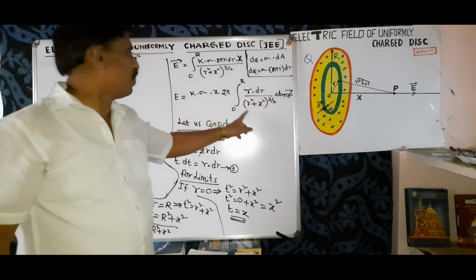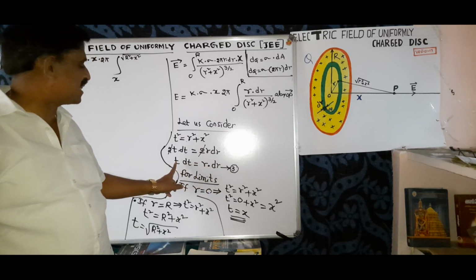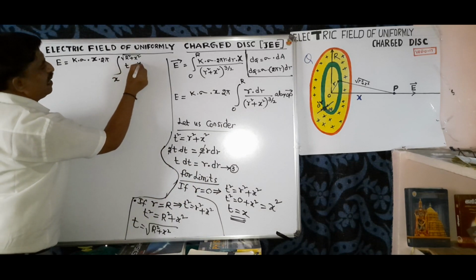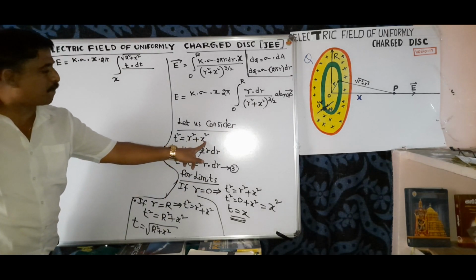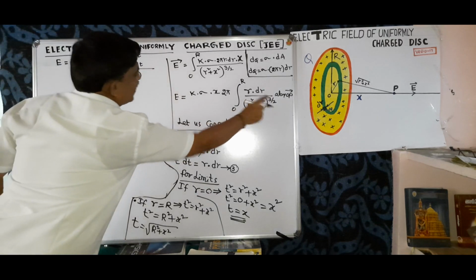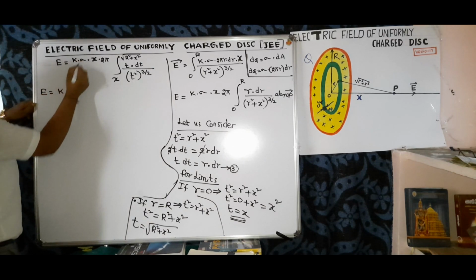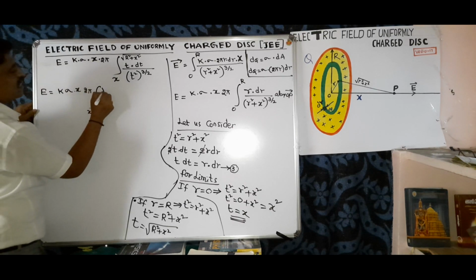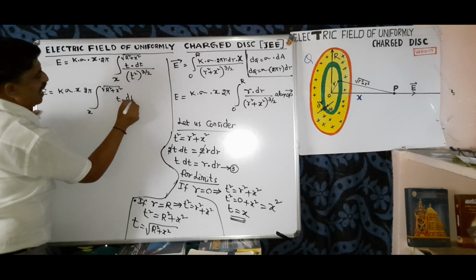Now, R into dr, it is nothing but T into dt. Here, R into dr is T into dt. Now, by R square plus X square, R square plus X square means T square, whole power 3 by 2. Capital E is equal to K into sigma into X into 2 pi into, lower limit X, upper limit under root of R square plus X square. Now T into dt by.